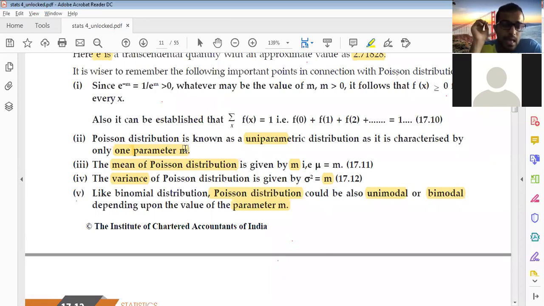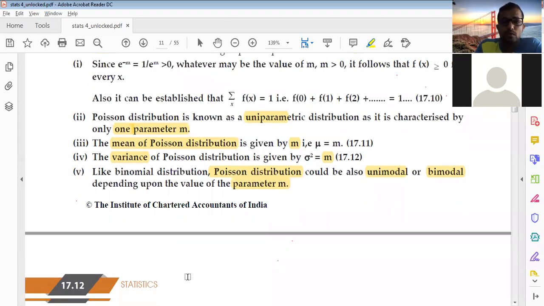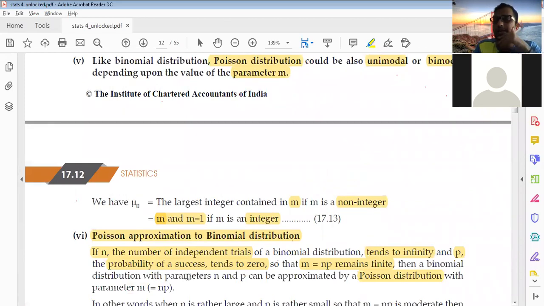And what about the mode? Mode is the same as binomial. There were two modes in binomial, and here also you will have either one mode or two modes. It will be unimodal or bimodal. To find the value, it was easy: one is m and the other is m minus 1. These will be the modes if m is an integer, a whole number. If it's not a whole number, if it has a decimal, then only the integer part of m will be taken. The decimal will be ignored, same as binomial.